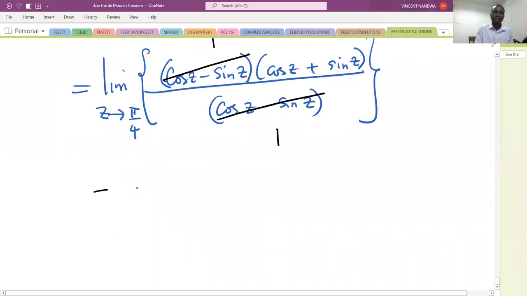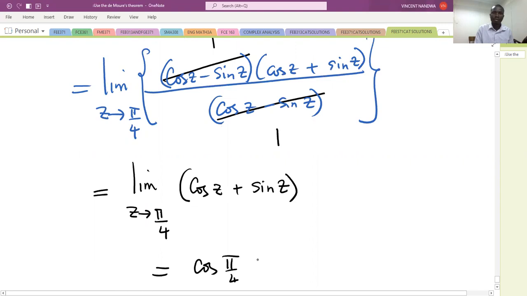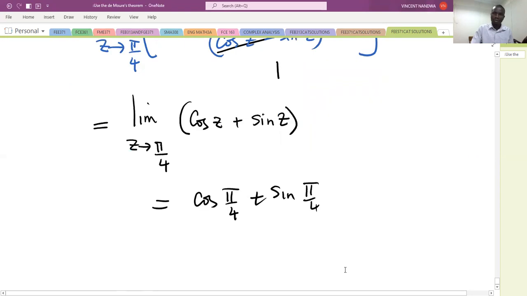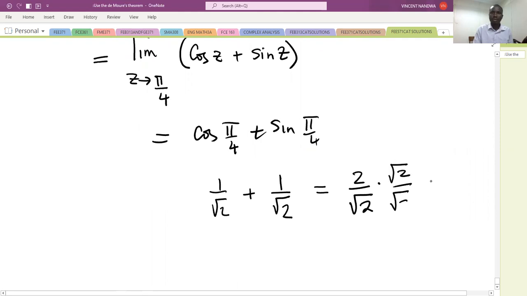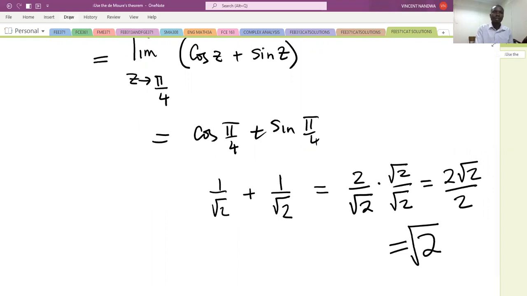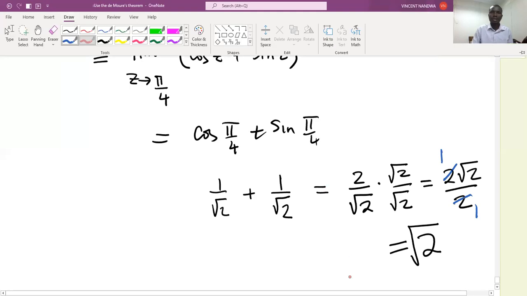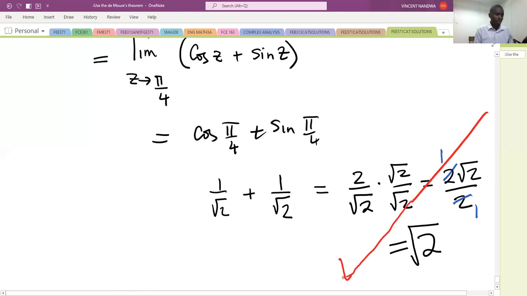Which will give us the limit as z approaches pi over 4 of now cos z plus sine of z. Now direct substitution will give us cosine of pi over 4 plus sine of pi over 4. Cosine of pi over 4 is 1 over root 2 plus sine of pi over 4 is also 1 over root 2. So it will give us 2 over root 2. Now you can rationalize by multiplying by root 2 over root 2. You have 2 root 2 over 2, whose value is just root 2, because this one cancels 1, this one cancels 1. So therefore, the value of that given limit is square root of 2. That's how we solve that.